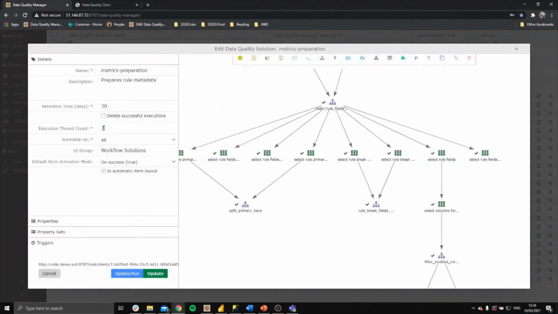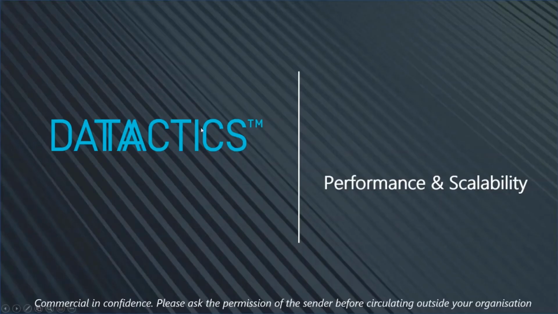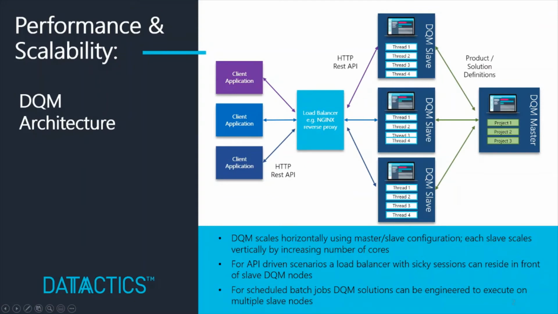Here we have an execution thread count of 7, and so all of these operations will be run in parallel. To simplify horizontal scaling, Data Quality Manager can run in master, cache, and slave nodes, as you can see here, where the data quality rule configuration can be propagated from the master Data Quality Manager solutions down to multiple slave worker nodes.